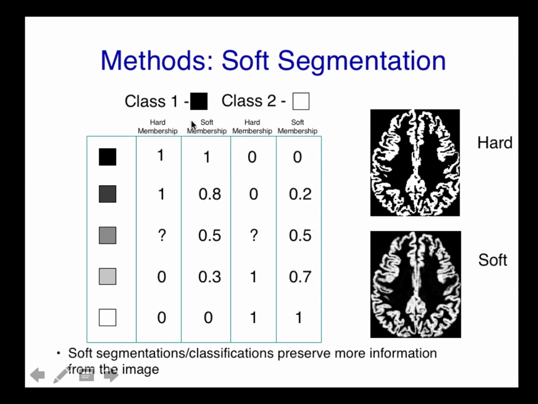So this is basically saying, we have 2 different classes. Everyone is all different shades of gray. We shouldn't be exclusively assigning people to different classes.